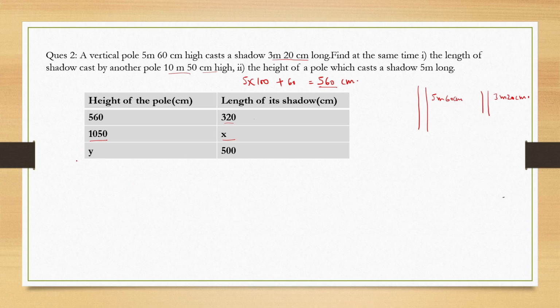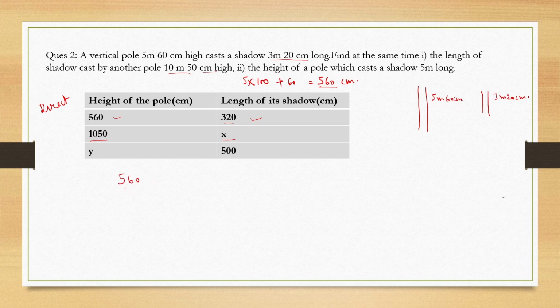If you see here, the height of the pole is increasing, so the length of the shadow will also increase. If we have this height, then the length of the shadow is 320. If we have a taller pole, then the shadow will definitely be longer. So both things are increasing, so it's a direct proportion. We have to find out the value for x.